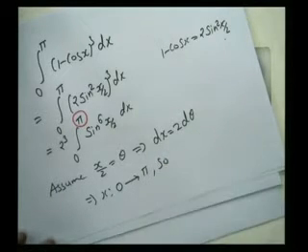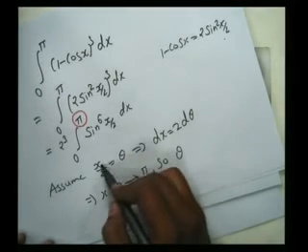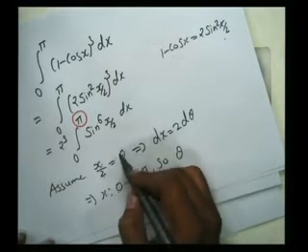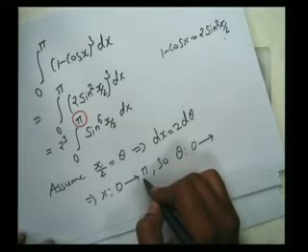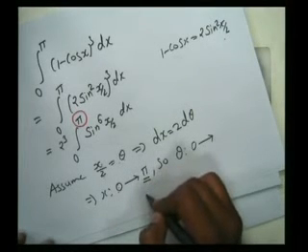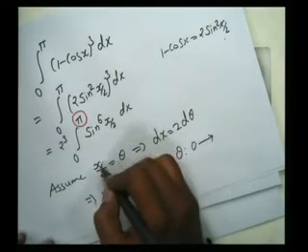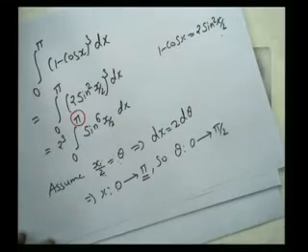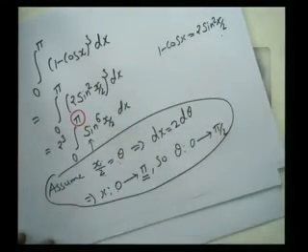So the limit of theta: x equal to 0. Here x by 2 equal to theta, so 0 by 2 equal to theta, therefore theta equal to 0. That is the lower limit. For the upper limit x equal to pi, substitute pi here, pi by 2, that means theta equal to pi by 2. Therefore, theta has limit 0 to pi by 2. Substitute all these values in the above equation.